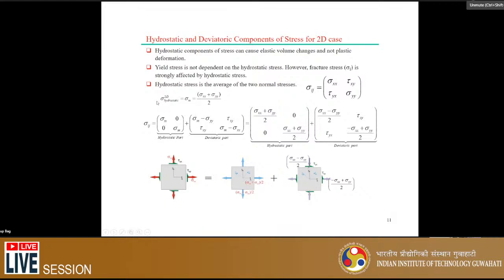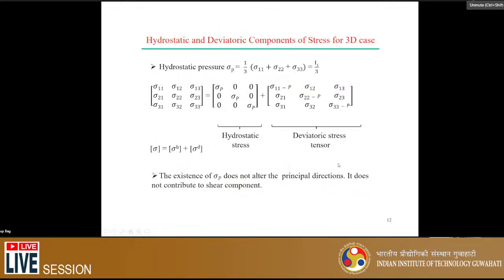So this is the hydrostatic part, and the remaining part is the deviatoric part. Here, sigma m minus sigma yy makes the balance of sigma ij. So the remaining part is the deviatoric stress component. This way we can separate any state of stress into the deviatoric and the hydrostatic components.